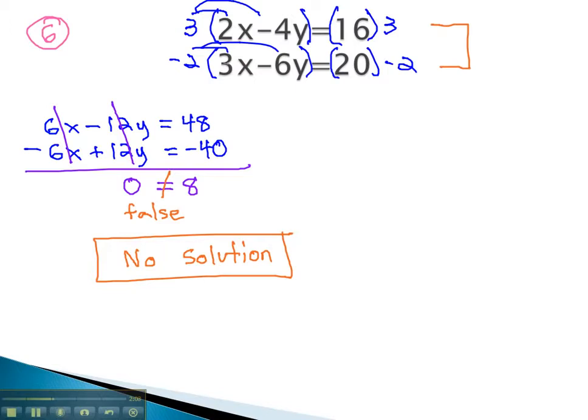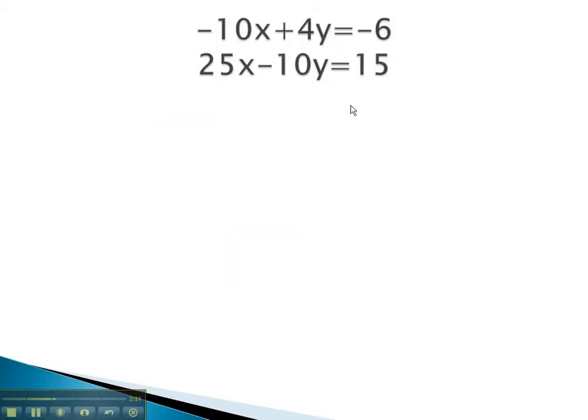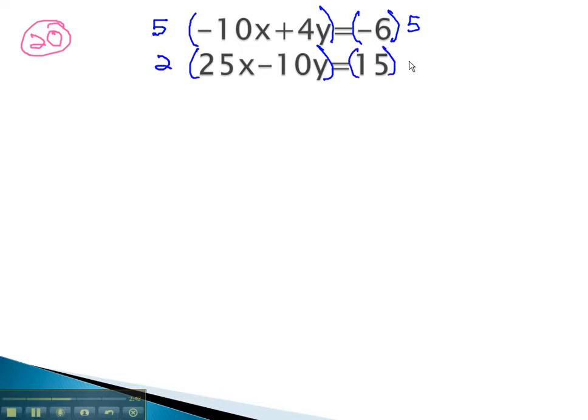Let's try another example where we see what happens if the variables subtract out completely. In this problem, let's try and get opposites in front of the y. Notice the least common multiple of 4 and 10 is going to be 20. This means we want 20y and negative 20y. To do that, we must multiply the first equation by 5. And the second equation, with negative 10y, needs to be multiplied by 2.